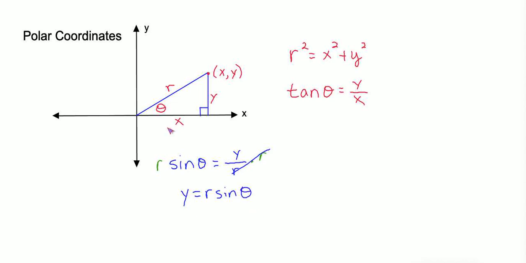Okay. Also, looking here, I see that cosine theta is adjacent over hypotenuse, which is x over r. So when I do the same thing here, multiply both sides by r so that I can solve for x, I get x equals r cosine theta.